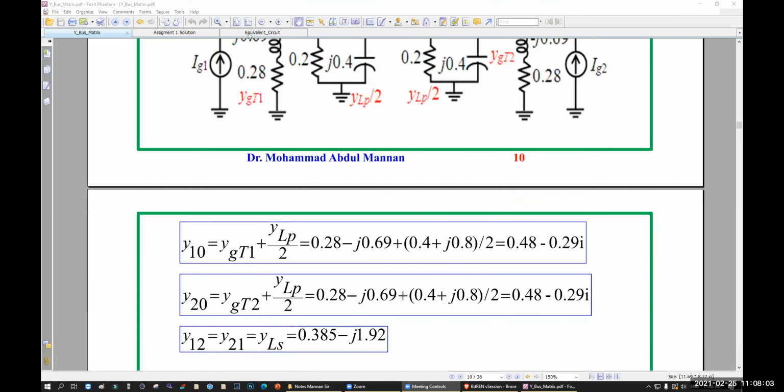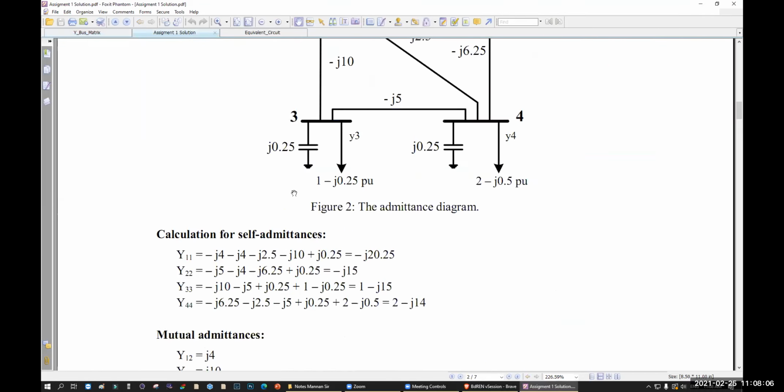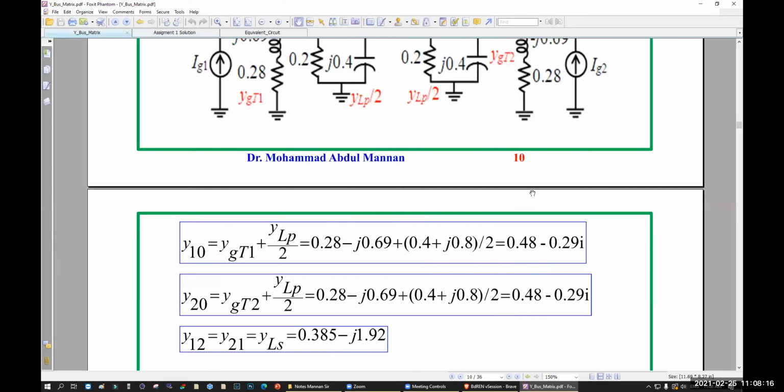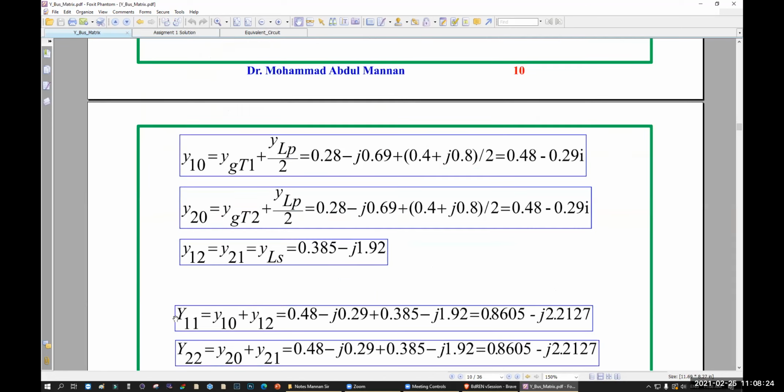These are all called self admittance. Now you have to find out the self admittance, and you have to find out the mutual admittance. So maybe you are not understanding it very well, but when I do an example, you will see it is very easy. Okay, not very tough. Now y11, this is called self admittance. That means the admittance of bus 1, y11.